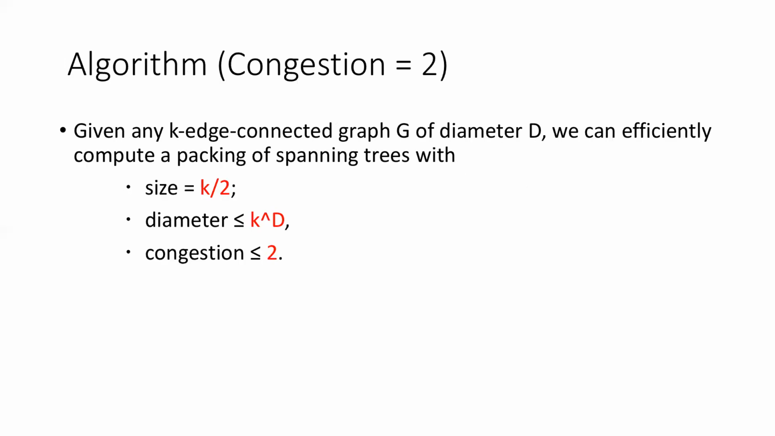So we now begin to show some detail of our algorithm and lower bounds. We will mainly focus on the congestion 2 case and try to illustrate the main ideas and techniques. Recall that the theorem says that given any k-edge connected graph G of diameter D, we can efficiently compute a packing of spanning trees with size k over 2, diameter at most k to the D, and congestion at most 2.